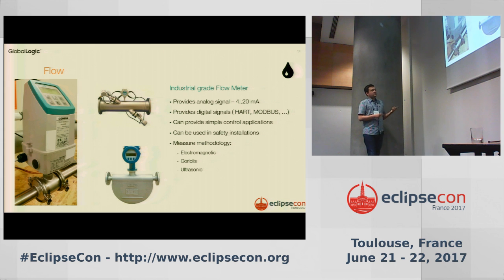Those flow meters can also act as simple control devices. For example, we can use embedded applications inside of this flow meter to control a batching process, so filling, for example, bottles or barrels or something like that. And they can also be used in safety installations, for example, to shut down the plant if the flow reaches some threshold or is below some threshold.